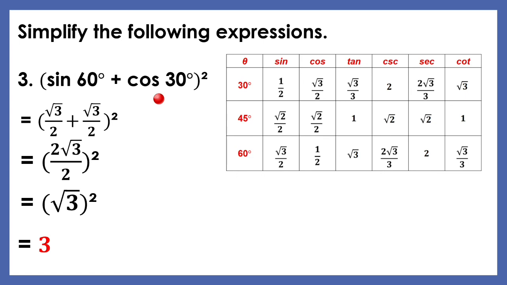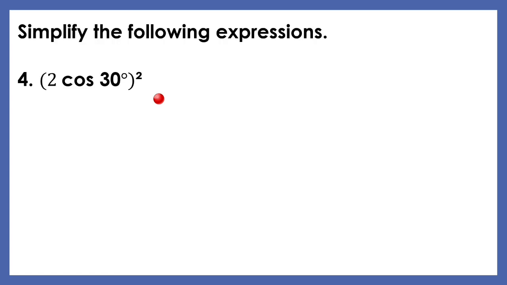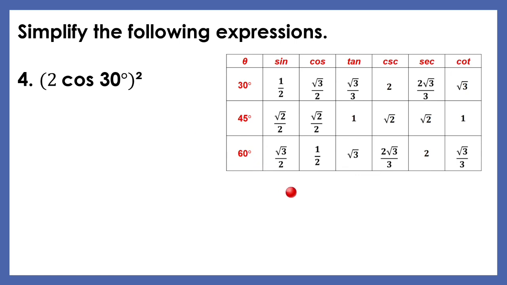Let's have the fourth example. Simplify the expression, the square of twice cosine 30 degrees. So, meron tayong 2 doon. Imumultiply natin sa 2 yung value ng cosine 30 degrees and then i-squared natin. Okay, so this is the table of the trigonometric ratios of special angles. So, tignan natin dito kung anong value ng cosine 30 degrees. That is square root of 3 over 2. Therefore, we have 2 times square root of 3 over 2, then i-squared natin.